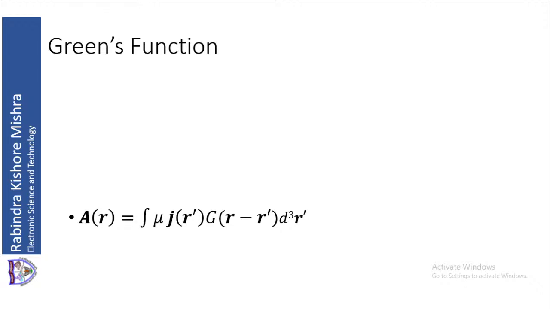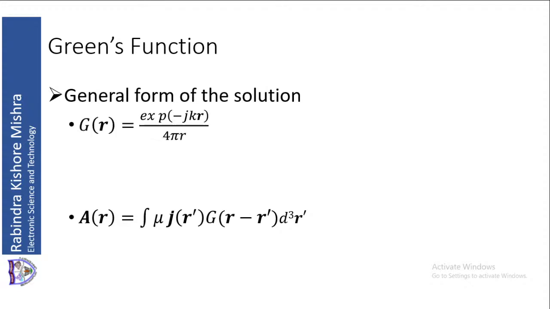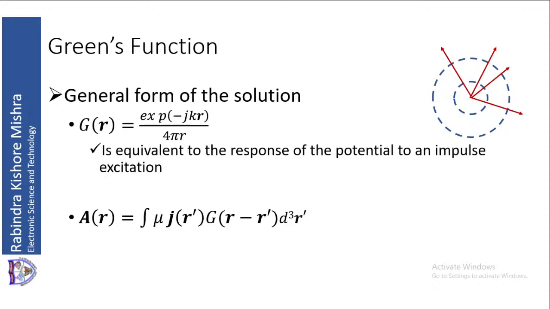So then we are going to find the general form of the solution. The general form will be G(r), which we already saw: G(r) is equal to exponential minus jkr by 4 pi r. It is equivalent to the response of the potential to an impulse excitation, and the solution of the potential we have seen. So this is about the Green's function and how to find the solution for the potential using the Green's function. This is all about that.